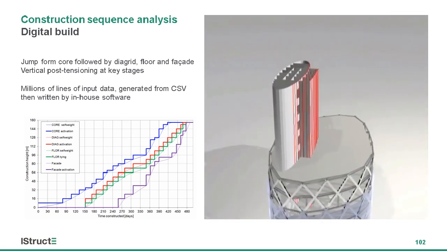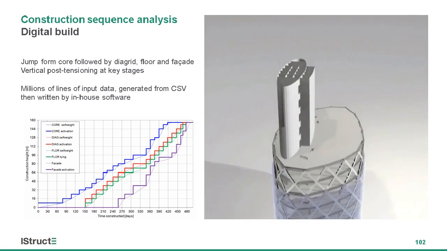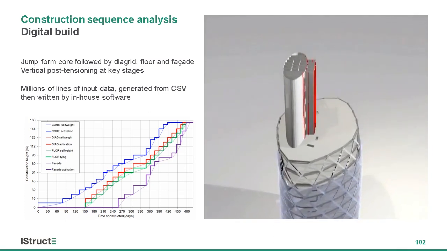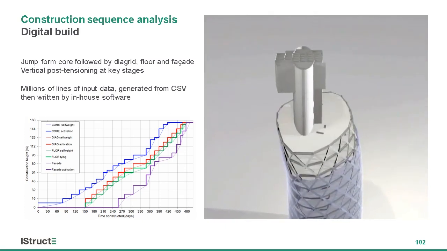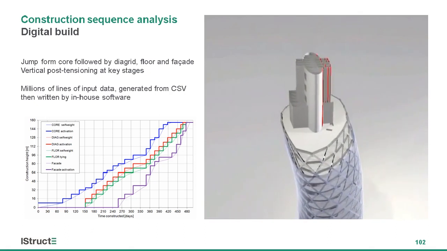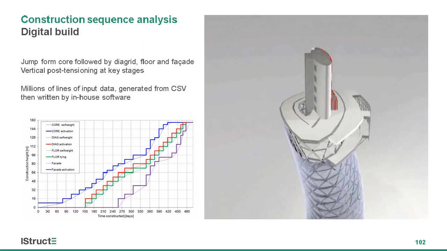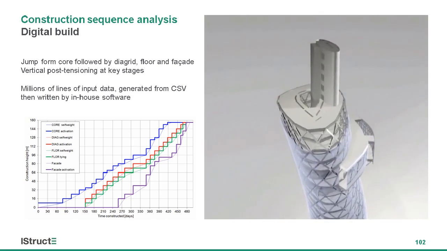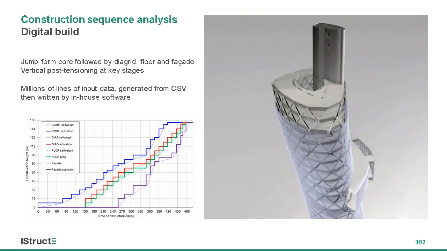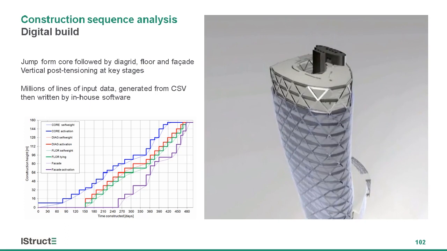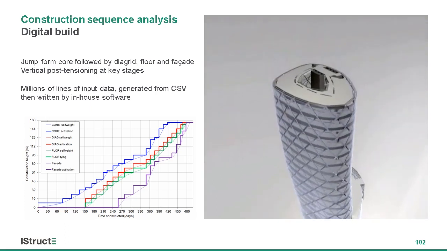On the left-hand side, that's a diagram showing the various parts of the structure being built. And on the right-hand side, that's just a movie of it going together. The red lines are the vertical post-tensioning. The diagram on the left illustrates at a high level the data that's necessary to build this. The blue curve is the core going together, the red curve is the diagrid, and the purple curve is the facade. And there are various other things going on in there as well, like post-tensioning. There are literally millions of lines of data in here to do this kind of work. So the complexity in some respects is the data, and the material models are actually not that complex.